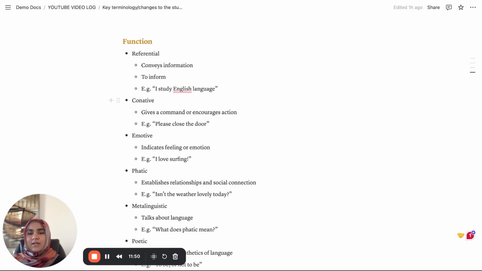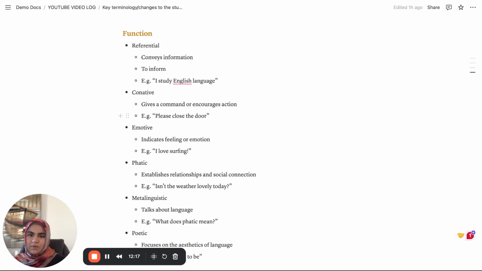But we have a set of 6 functions now that have been given to us, and we have to use them in our writing and be specific as well. These are Jakobson's functions of language. Basically, these 6 functions are going to apply to your texts, and you have to identify them yourself.